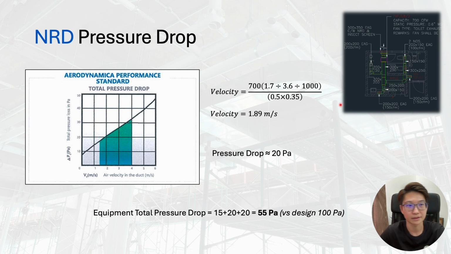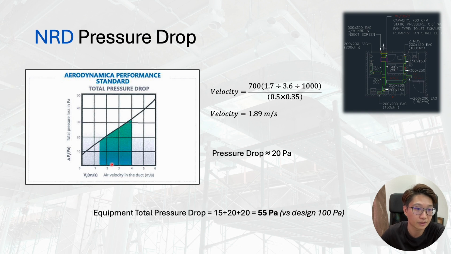So next we look at the damper, NRD, non-return damper. Usually dampers are given in a graph format. Maybe you have a table format also, it depends on the brand. Here we don't have velocity, and this graph needs air velocity, so no choice, we have to convert to velocity. Here I convert for you, it is 1.89 meter per second.